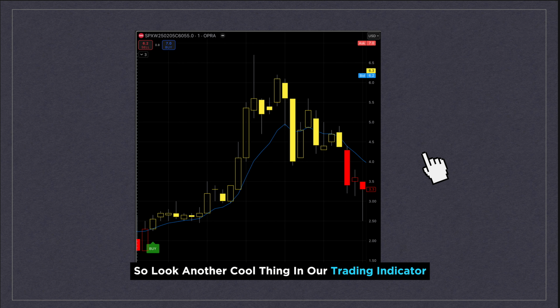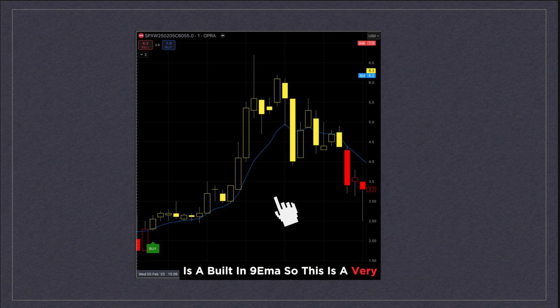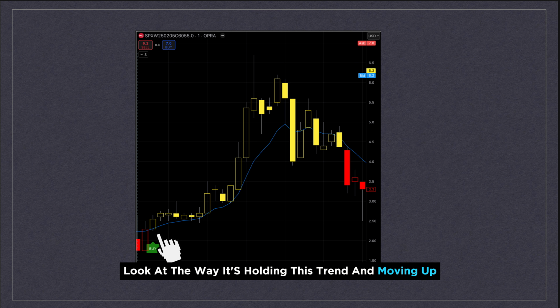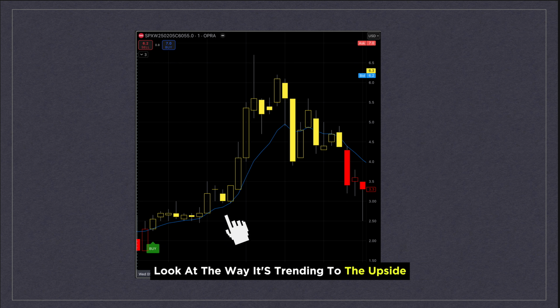So look, another cool thing in our trading indicator is a built-in 9 EMA. This is a very, very important tool that I use. So remember, I'm going to say this one thing. The bigger the time frame, the better the 9 EMA will work. So look at the way it's holding this trend and moving up. Look at the way it's trending to the upside.